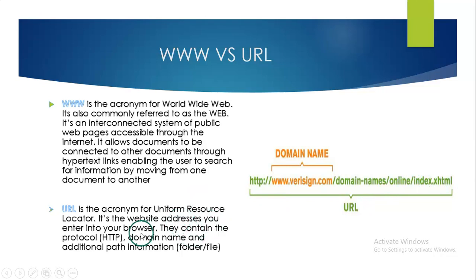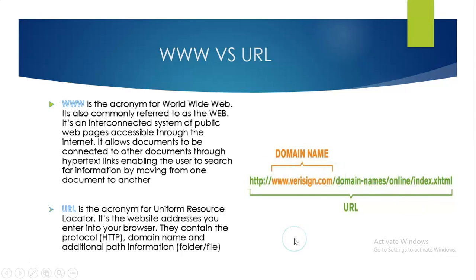The URL contains the protocol, which is the HTTP, and that's what you see here. Then the domain name, this is the domain name from here to here. And additional path information, which is the folder or file where the information is gotten. So this is the file, it's a path. So the whole thing is called the URL, and this small one is called the domain name.